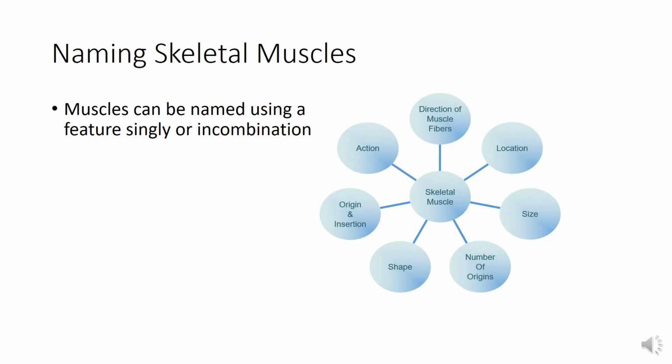Also, the number of heads of origin of the muscle is depicted in the name of the muscle, and the shape of the muscle. This is very important, as many muscles are named according to their shape. Then the origin and insertion. This is very interesting: muscles are named according to the bones from which they are arising. And in the last, the muscles are named according to their actions.